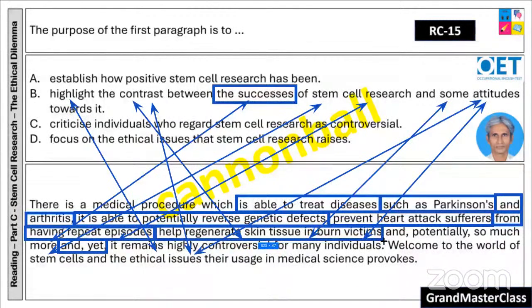This is another one. And what is the other success? And potentially so much more, and many more things which cannot be briefed here. We cannot brief them all here. Many, many benefits it is telling. And what is this? This is a medical procedure. And what is this medical procedure? Stem cells.